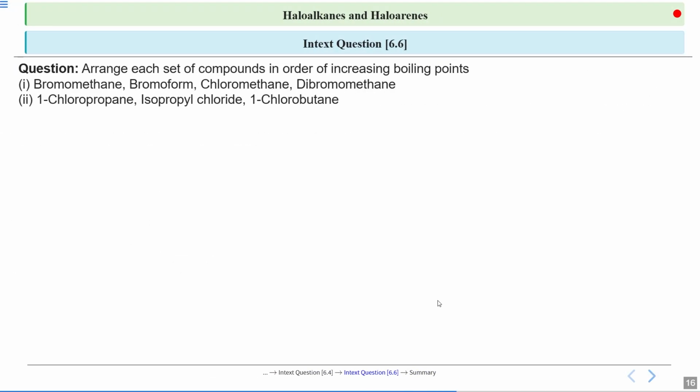Let's solve the next in-text question, 6.6. The question is: arrange each set of compounds in order of increasing boiling points. First is bromoethane, bromoform, chloromethane and dibromomethane. Second, 1-chloropropane, isopropyl chloride and 1-chlorobutane. So for these 2 parts, you have to arrange these sets of compounds in order of increasing boiling points. So you are given some time, try to solve this question and then we will see the answer.